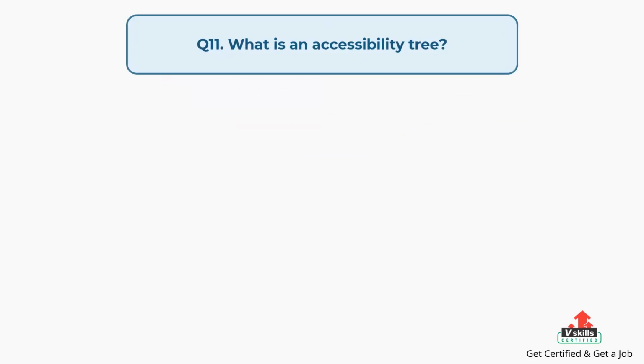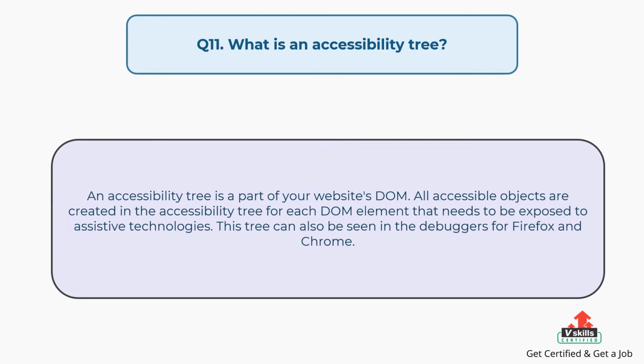Question number 11. What is an accessibility tree? The answer is: an accessibility tree is a part of your website's DOM. All accessible objects are created in the accessibility tree for each DOM element that needs to be exposed to assistive technologies. This tree can also be seen in the debuggers for Firefox and Chrome.